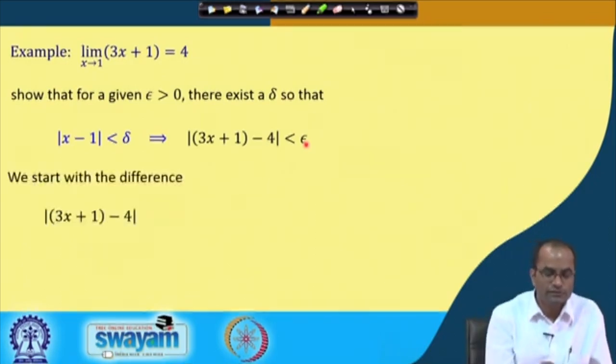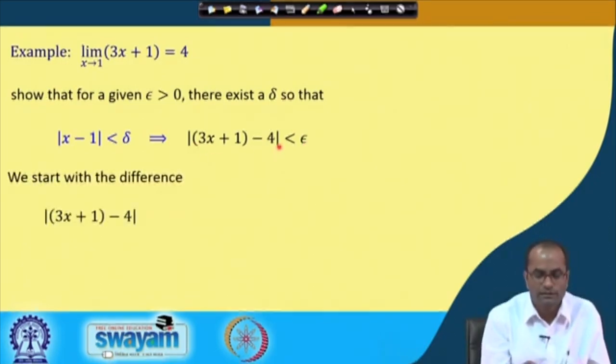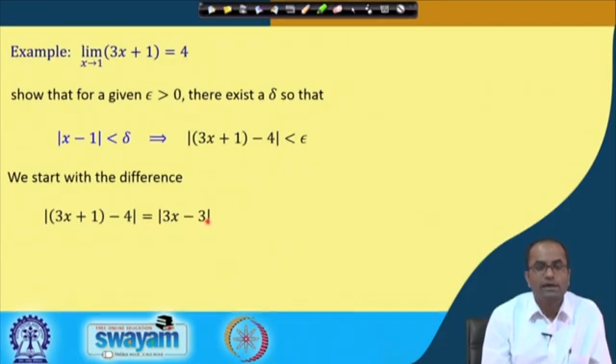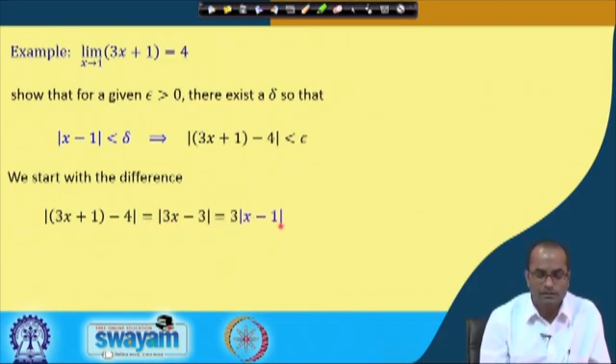So, to prove this, we will start with this difference, 3x + 1 - 4, which is equal to 3x - 3. And then we have 3 times the modulus |x - 1|. All x from this neighborhood satisfy that |x - 1| is less than delta. So, here 3 was there, so it is less than 3 delta.